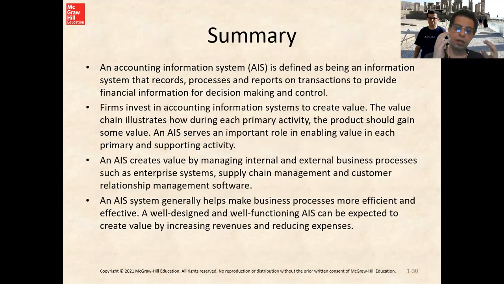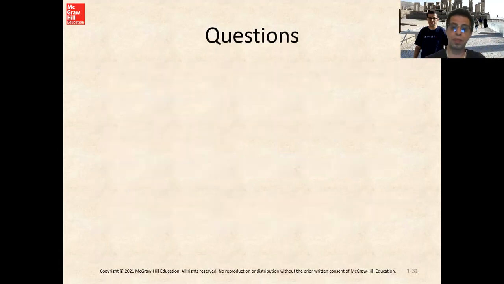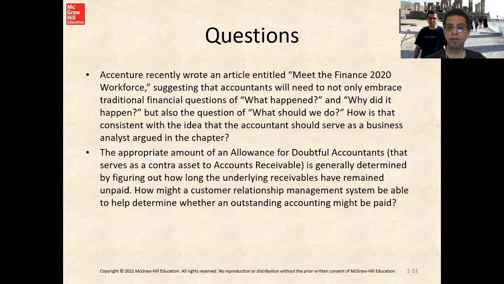An AIS creates value by managing the internal and external business processes, such as enterprise supply chain management, enterprise systems, and customer relationship management software, and generally helps make business processes more efficient and effective. A well-designed, well-functioning AIS can be expected to create value by increasing revenue and reducing cost, and being well-designed, well-connected, and well-integrated also. So this is the end of the chapter.